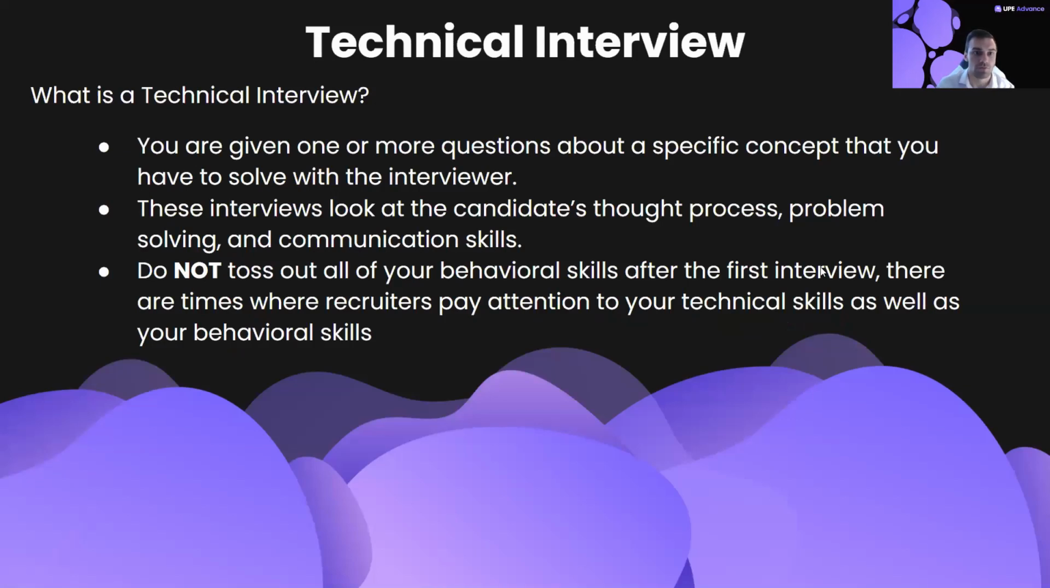A technical interview is basically one that's given to go over not only behavioral aspects in an interview, but it'll relate to either the company's technologies that they use at the moment or just overall technologies in the field that relate to the position you're applying for. These interviews look at the candidates through process, problem solving and communication skills. They not only want to see you solve the technical questions that they're asking you, they want to see your communication skills as well.